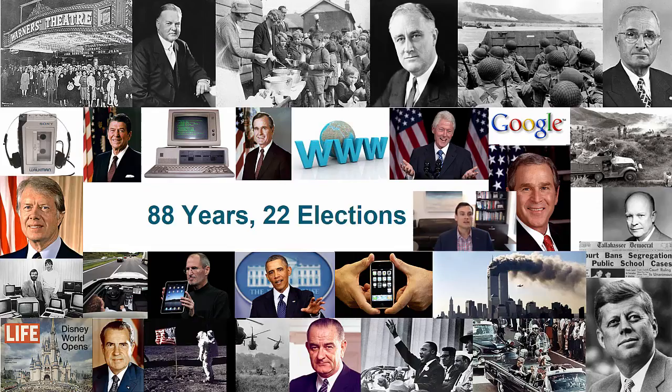So what I decided to do to bring some perspective and help with that is I went back through 88 years and 22 elections. Going back to, you can see here, this is Hoover in the roaring 20s, moving into the Great Depression and the FDR, Truman, Eisenhower, JFK, Johnson, Nixon, Carter, Reagan, Bush, Clinton, Bush, and then Obama. And then also in this collage here, I put in some pictures to give you a sense of the geopolitical events going on at the time, as well as the advancements in technology during that time.